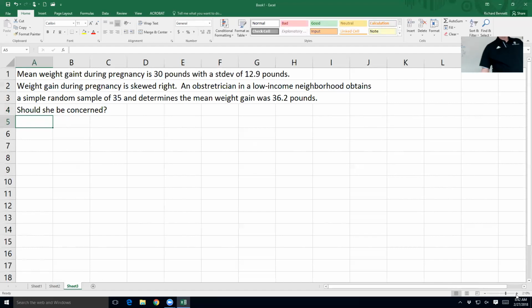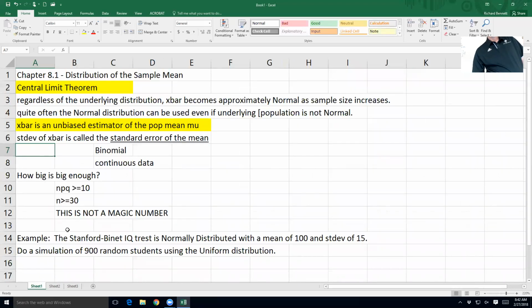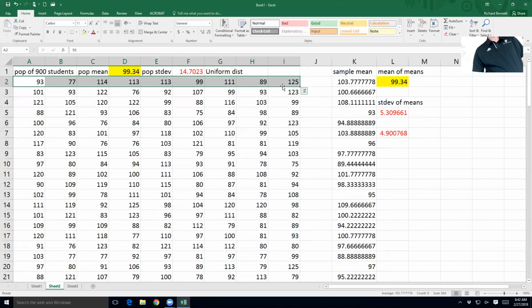Now, I want to emphasize a couple things. Let me back up here. I forgot to mention one other thing back here. Remember, we said, how big is big enough? N should be greater than or equal to 30. My N for each of these rows was only 9. So you can actually get away with smaller things. Now, what should I have done in order to use a smaller than 30 sample size?